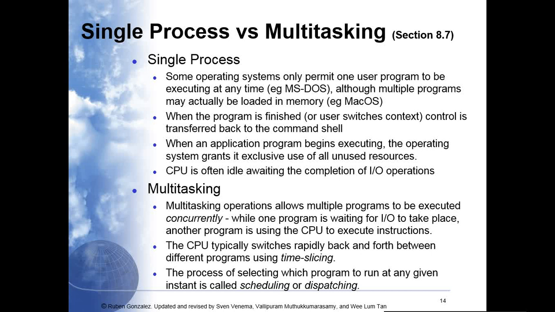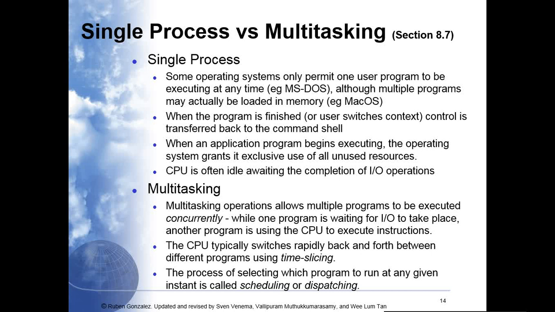So multitasking operations allow multiple programs to be executed concurrently. While one program is waiting, another program can be doing something. That's a big improvement because you're now utilizing the CPU more effectively. The CPU typically switches rapidly back and forth. So it does one, does the other one, does another one, and so on. And it just switches in a very fast way. And that's called time slicing.